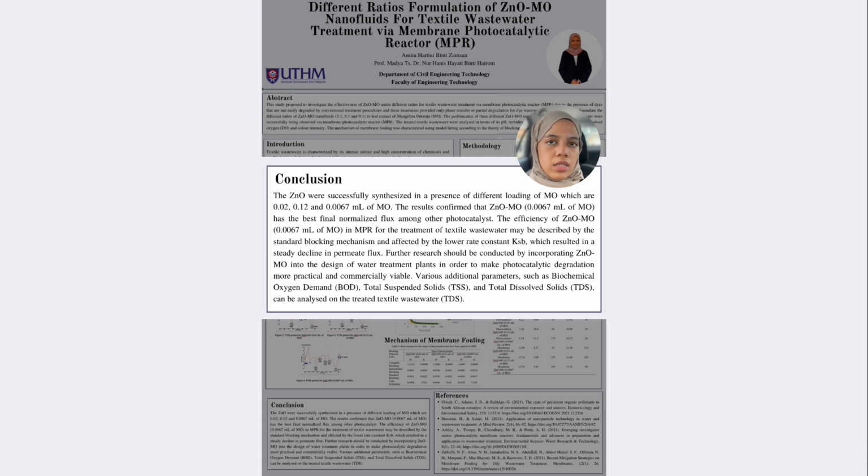Further research should be conducted by incorporating ZnO-MO in the design of water treatment plants in order to make photocatalytic degradation more practical and commercially viable. Various additional parameters such as biochemical oxygen demand (BOD), total suspended solids (TSS), and total dissolved solids (TDS) can be analysed on the treated textile wastewater.